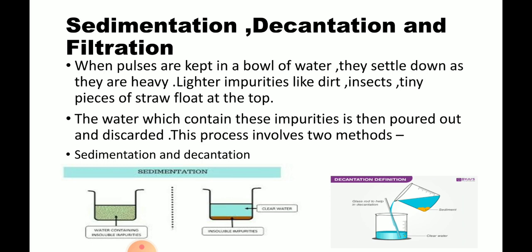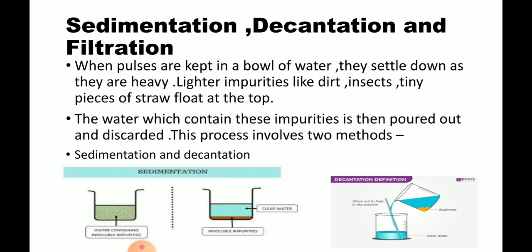Here the common example is given with sand. When we take a glass of water and put 2-3 spoons of sand in it, we see that the sand, being heavier, settles at the bottom, and the water which contains the impurities is up. The lighter impurities are floating on that water. Now we want to discard those impurities. So what do we do? We decant, which means we tilt the container.